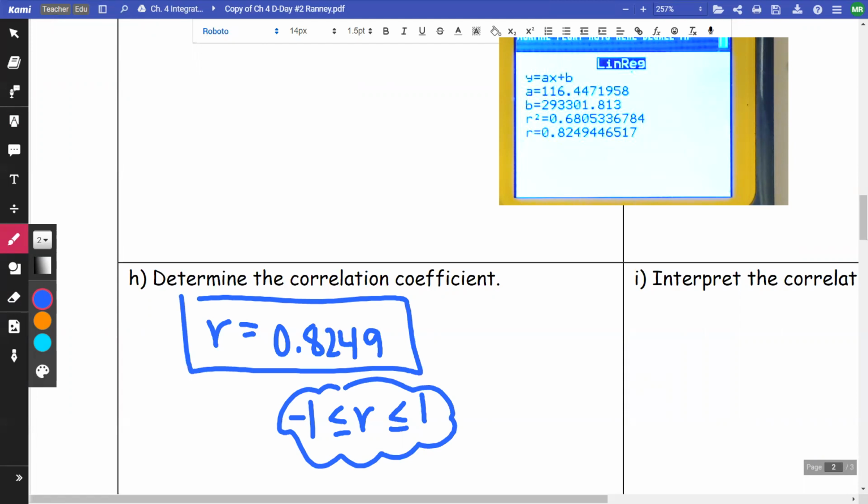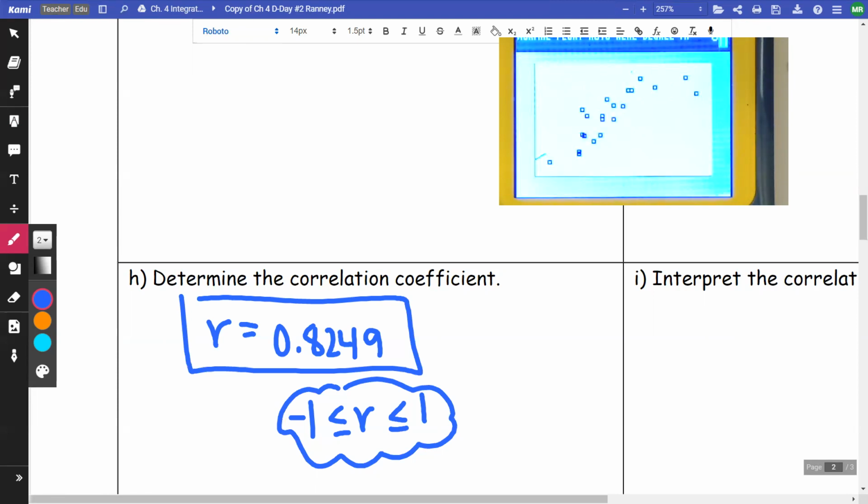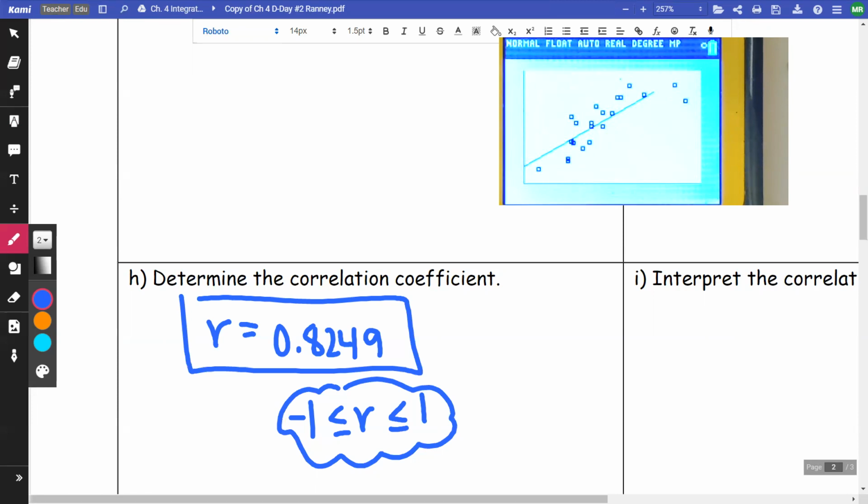Okay. So the next thing is on this, if I want to see the graph, I want to make sure that my line of best fit, that my stat plot is on. So I'm going to hit the second button and the y equal and make sure my stat plot's on. So mine's on. Then to see my graph, I'm going to hit zoom. And I'm going to go down to number 9, zoom stat. Okay, number 9, zoom stat. Okay. And there's my graph. And there's my line.